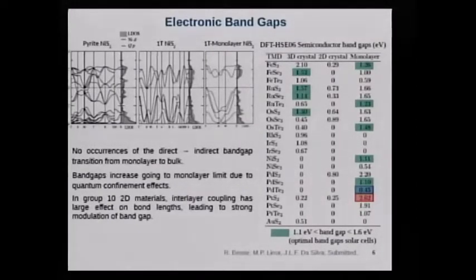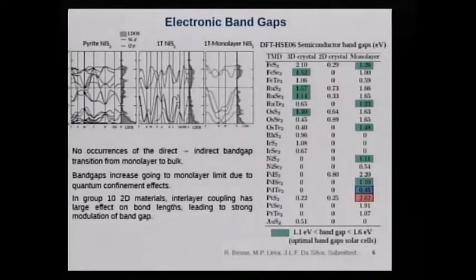We also see the expected increase in the band gap going to the monolayer limit due to quantum confinement effects, and also that the strongest effect on the band gaps due to layer stacking is observed in the group 10 materials, the materials of nickel, palladium, and platinum. Here I show the band gaps of the semiconductors found among these materials, highlighting some band gaps in the region of the optimal band gaps for solar cells.